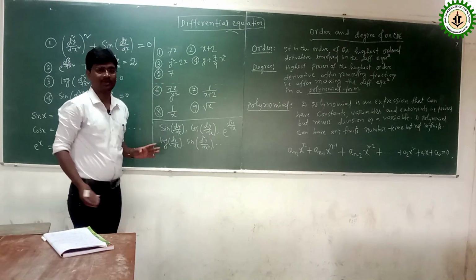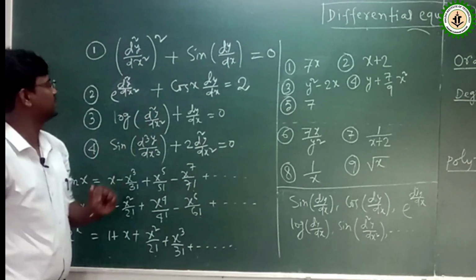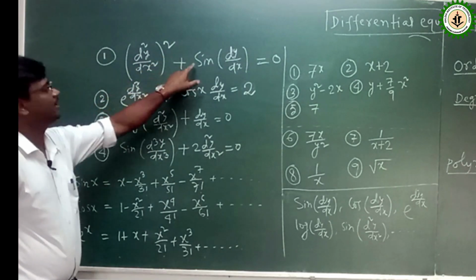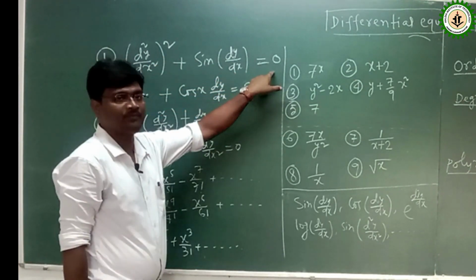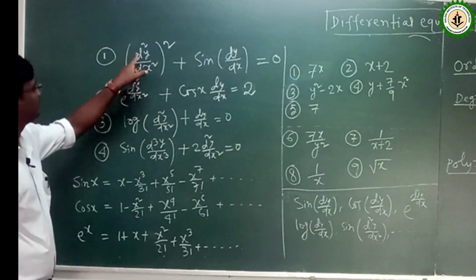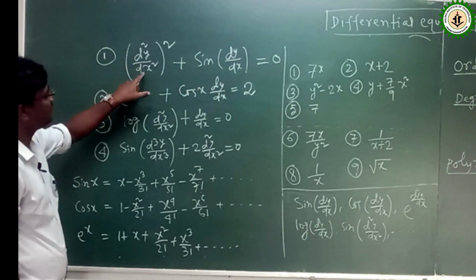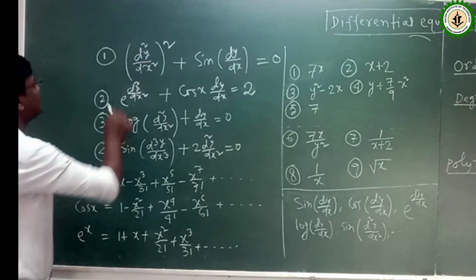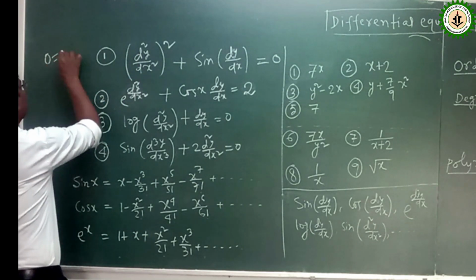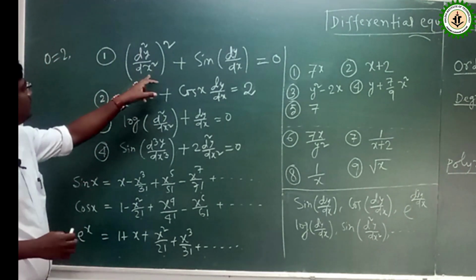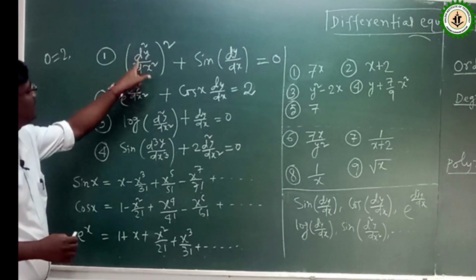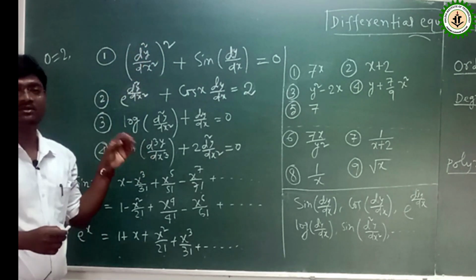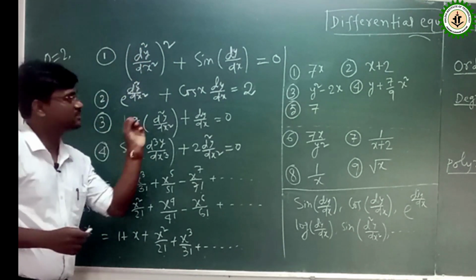Now check the order and degree for this differential equation. Suppose for example, (d2y by dx square) whole square plus sin dy by dx equal to 0. So clearly here the second derivative is present and this is the highest order differential term. So that means the order of this differential equation is 2. Now degree. So you may say the power of this highest order differential term is 2, so that the degree of this differential equation is 2. But no, this is not correct.